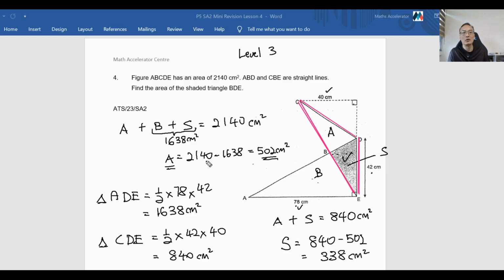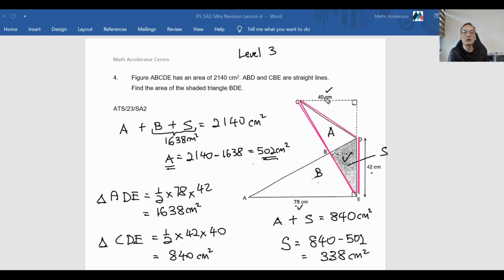Next, when we write this, we are able to tell that B and S is one of the bigger triangles, which is triangle ADE. So we proceed to calculate the area of triangle ADE, which is 1638. Then we are able to find the area of part A. Part A, we take the 2140 minus 1638, and we arrive at 502. So we know that A, we have the area already.